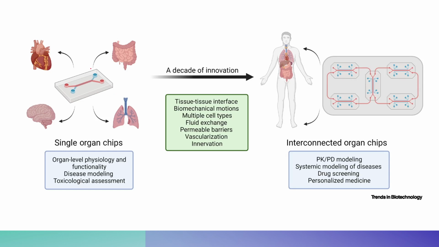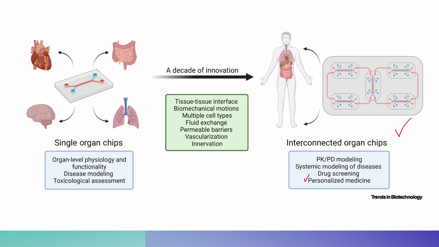So this is called organs on chip, where four different organs can be present on a single chip, and it includes tissue-tissue interface, biomechanical motion, multiple cell types, fluid exchange, permeable barrier, vascularization or innervation. Here you can see how these chips can be interconnected. They have been showing different types of modeling, including personalized medicines, which we are interested in, or drug screening, or systemic modeling of diseases. Okay, this is all for the organs on chip method.